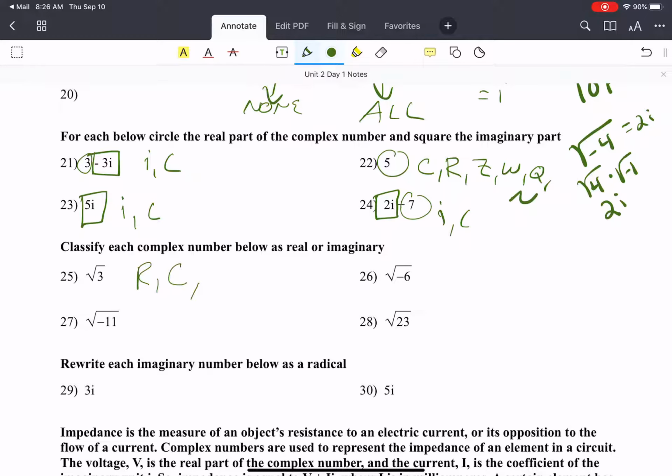And it's complex, but what else is it? No, because it's not a whole number, right? Square root of 3 is not a nice number. What's its other classification? It has one more. Nope. Q. Nope, not Q. Come on. It's not a whole number. I know it's not those ones. Square root of 3. That's not a nice number, right? What is it? P, irrational. Good.